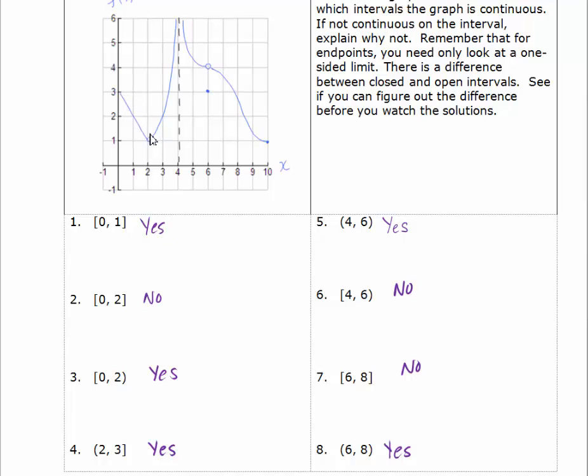Now when I go from 0 to 2, I now have issues because I have 2 included in my interval, but the function value does not exist. So since f of 2 doesn't exist and we have included it in the interval, this function is not continuous on that interval. Now for number 3, since we have left 2 open, then f of 2 doesn't have to exist. It's not part of this interval, and so the function is continuous on 0 to 2 where 2 is open.